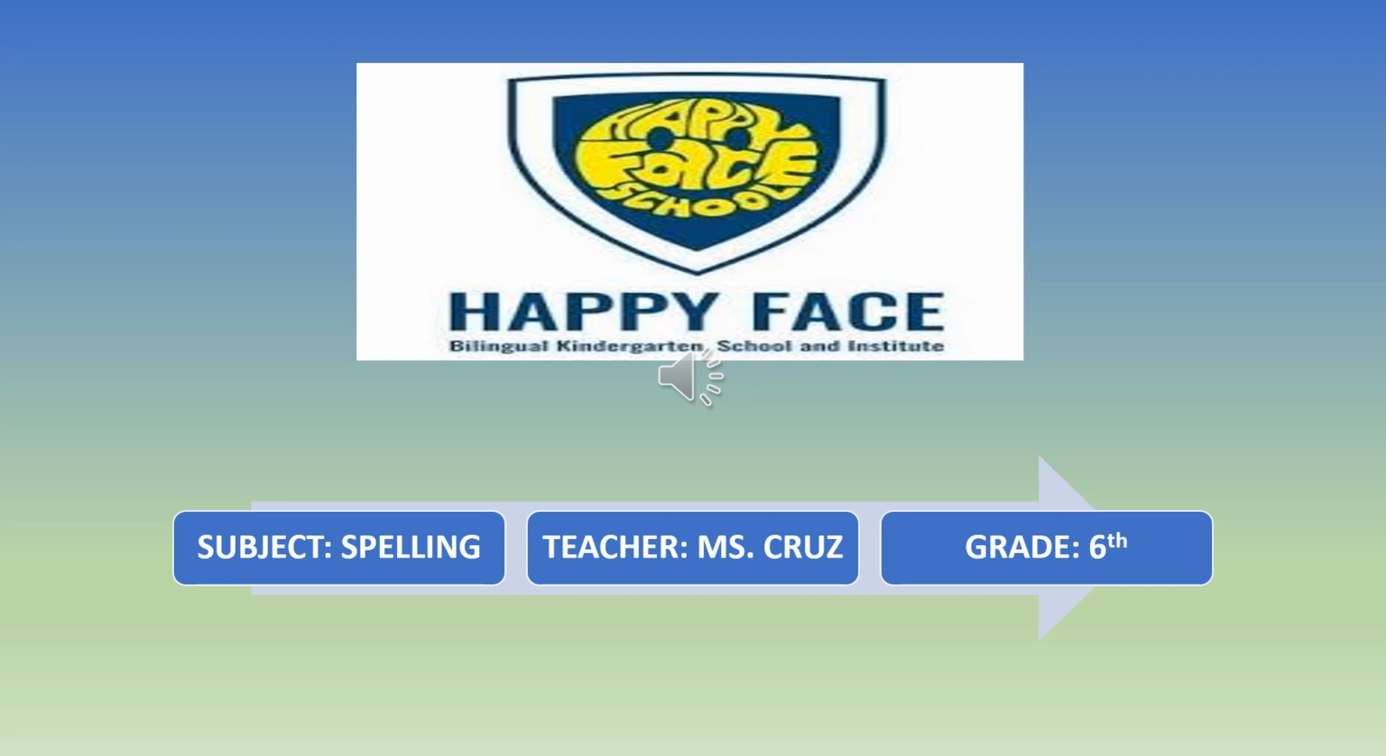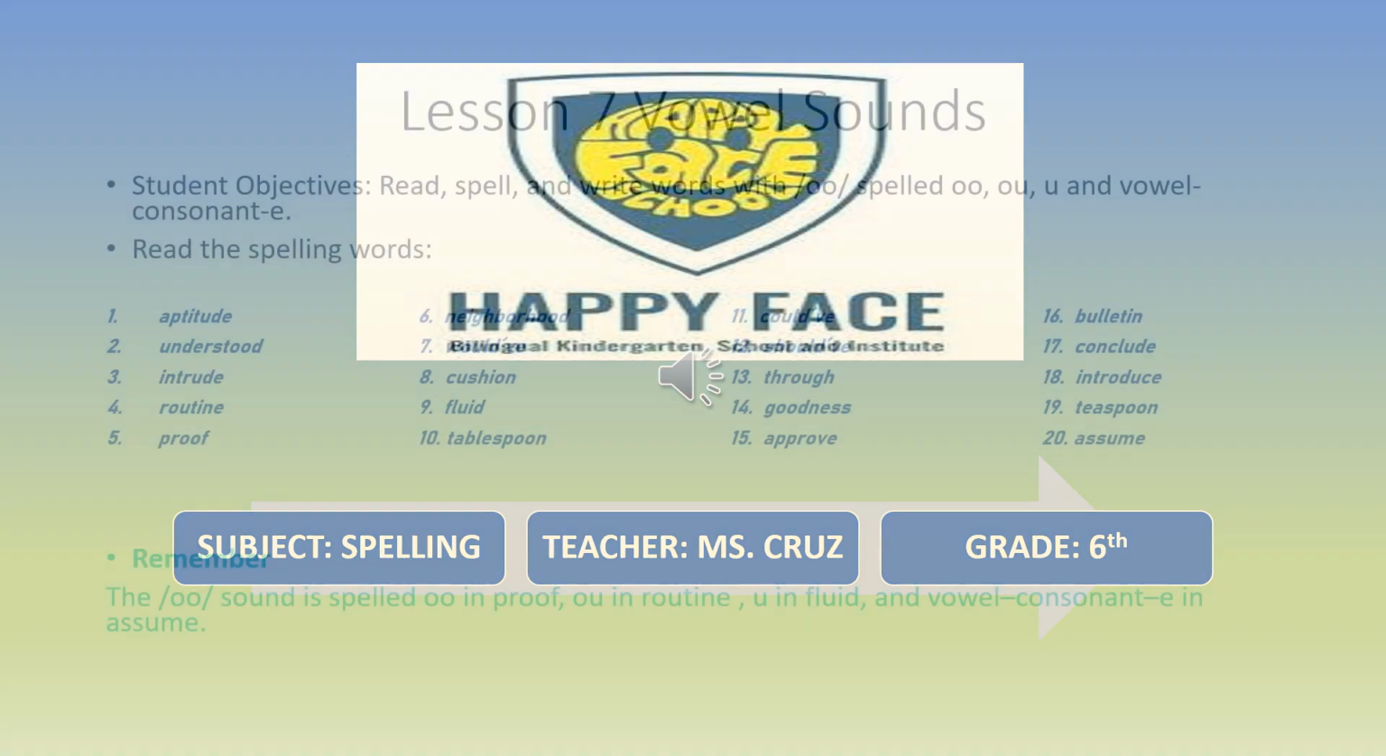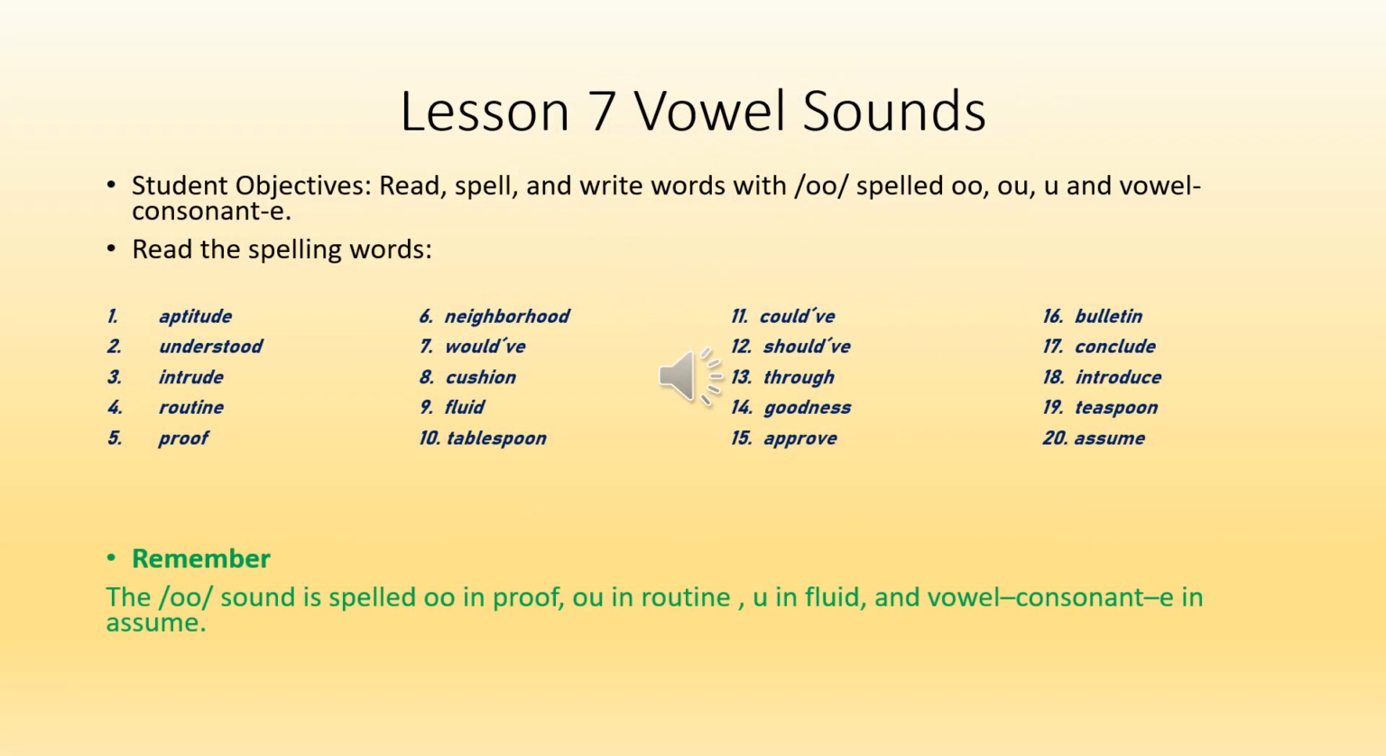The subject for today is spelling, and the lesson that we are going to start today is lesson number 7. The title for lesson number 7 is vowel sound, and the objective of this lesson is to read and spell words with the double O sound. It's spelled double O, O-U, U, and vowel consonant E.